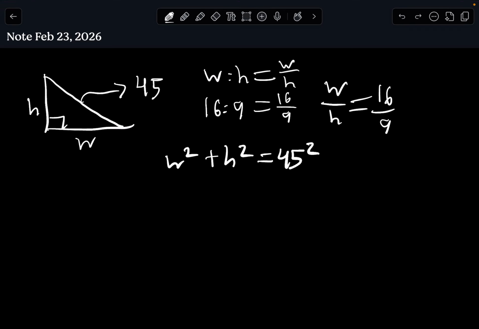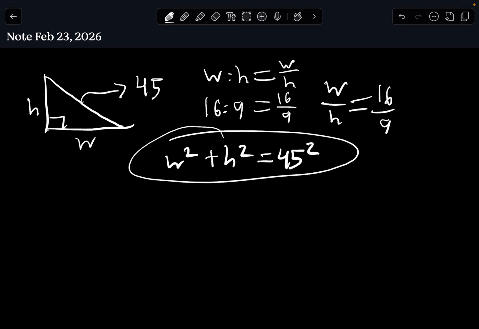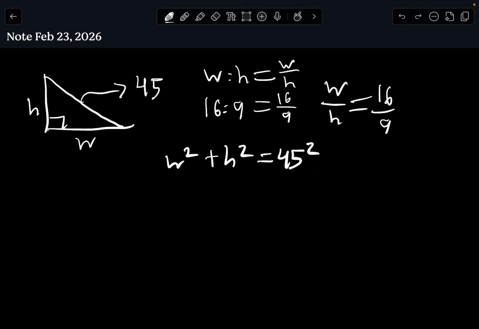So we're gonna use the Pythagorean theorem to come up with this equation right here. So w squared plus h squared equals 45 squared, of course. But we're also gonna use this equation to solve a system of equations, right? So this is what we're gonna do. Forget about this equation and focus on this equation. So w over h equals 16/9.